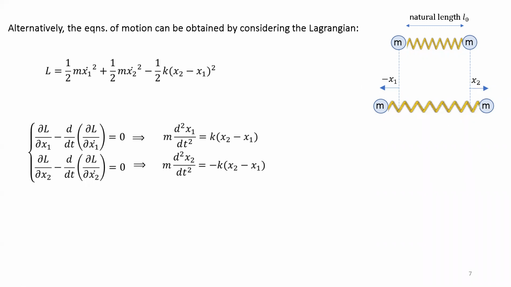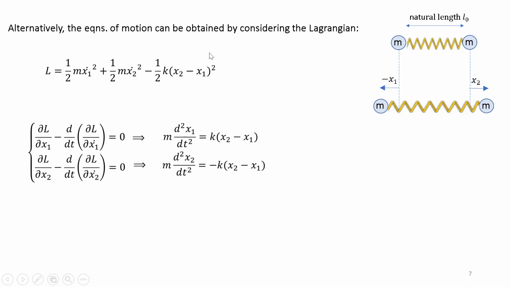And the Lagrangian would be the kinetic energy of the first mass, the mass on the left, plus the kinetic energy of the mass on the right, minus the potential energy of the system. The potential energy of the system, of course, is the elastic potential energy, and that would be 1/2 k times extension squared. That's why I have this 1/2 k (x2 minus x1) squared.